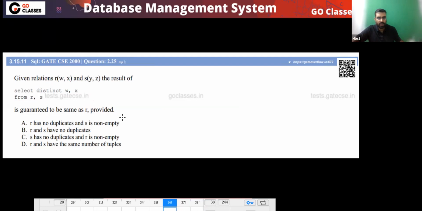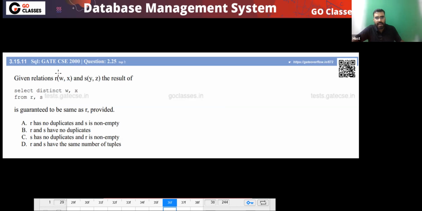First of all, you are using distinct. We will create one variation where you don't have distinct, so for complete analysis we will create that variation also. But here, you are selecting distinct W, X.